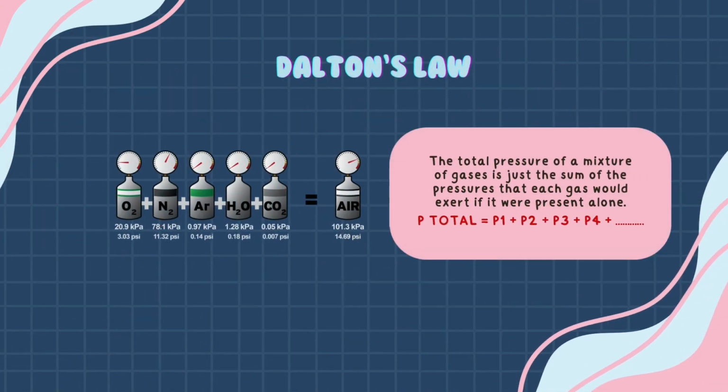Dalton's law. The total pressure of a mixture of gases is just the sum of the pressures that each gas would exert if it were present alone. P total equals P1 plus P2 plus P3 plus P4, and so on.